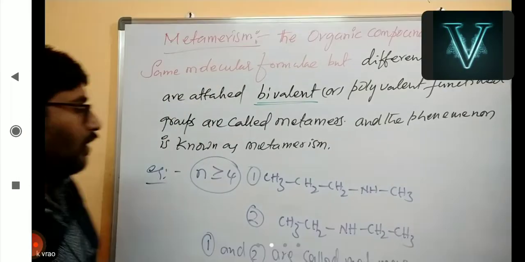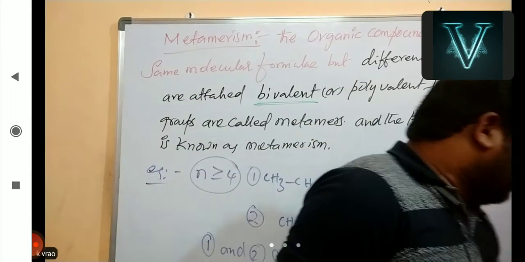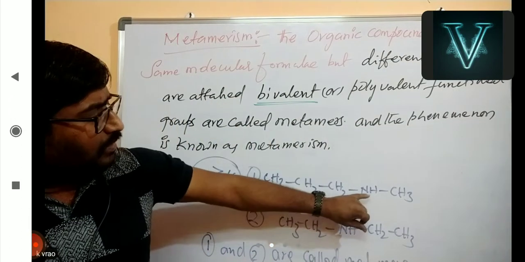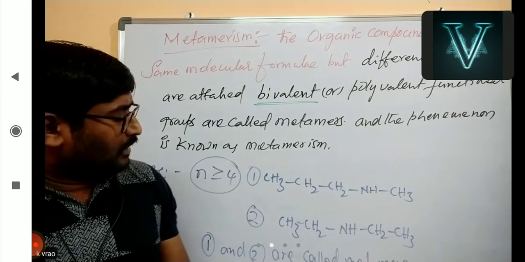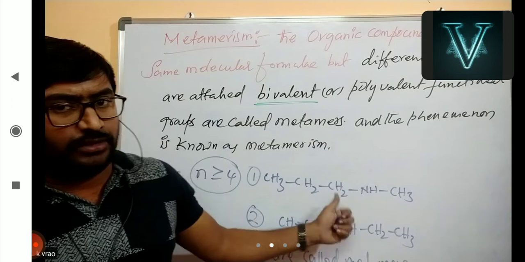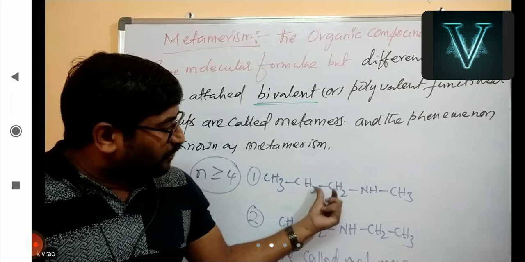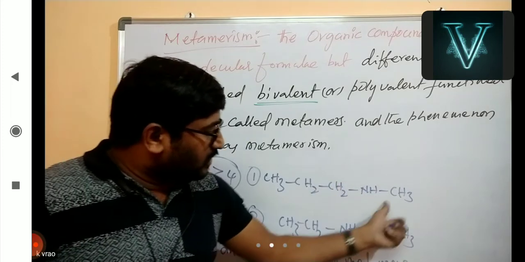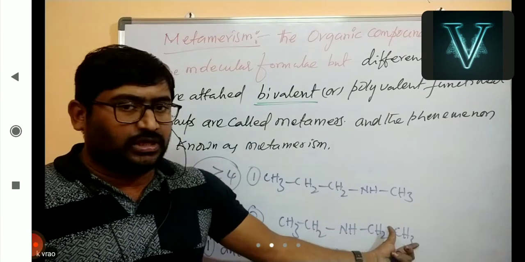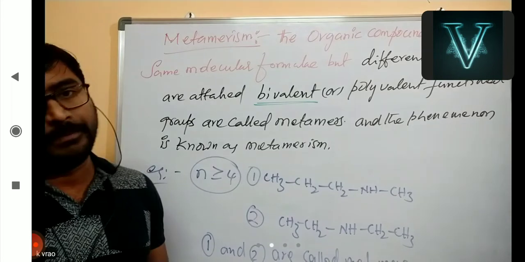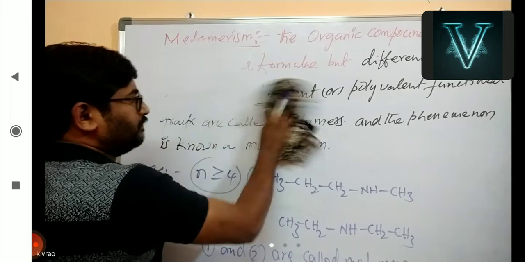One more example: if we take n equal to 5 carbons. Here the two alkyl groups are different: here propyl and methyl, and here ethyl and ethyl. The IUPAC names are not equal. The bivalent functional group is attached to different alkyl groups. While exchanging the CH2 group from left to right, we get CH3CH2 and CH2CH3. So this relation is called metamerism. Are you following me, girls? Is it clear to all?